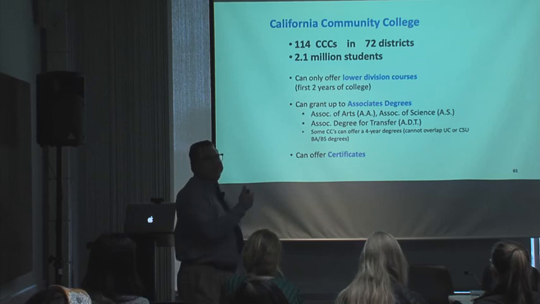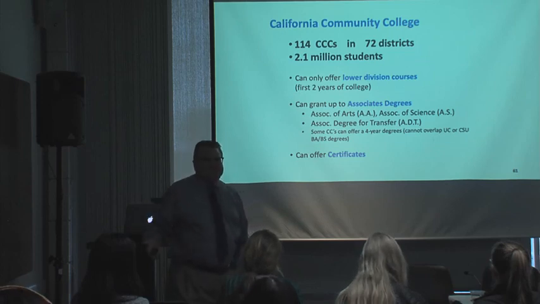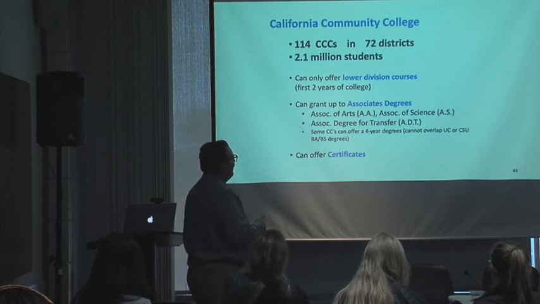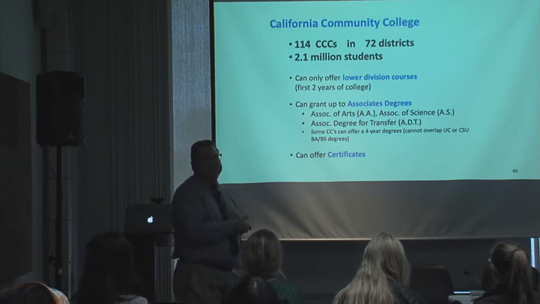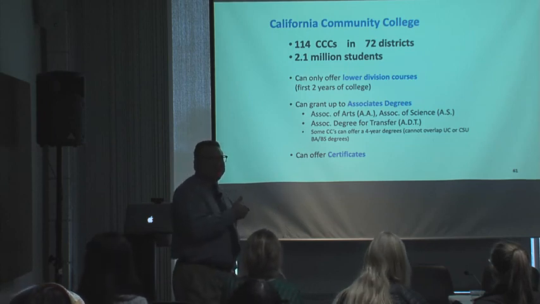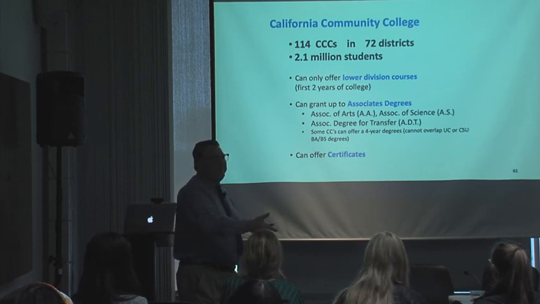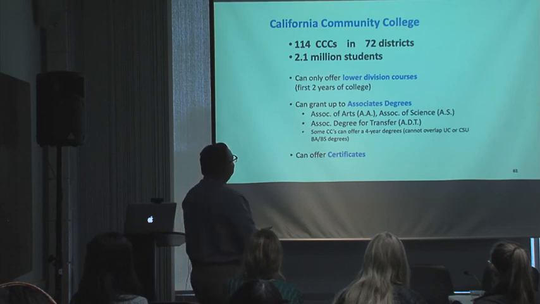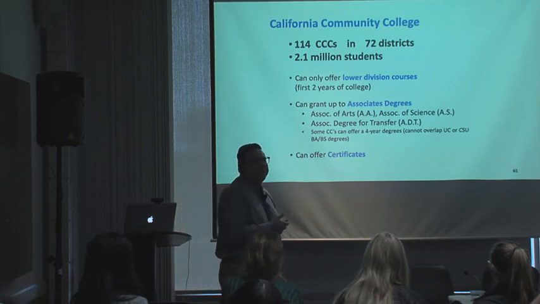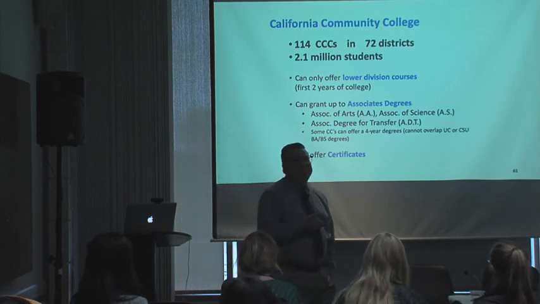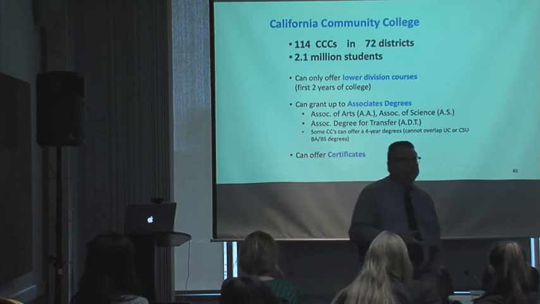So sometimes that's good, sometimes that's bad, because it takes a lot to get something to change, and we're all doing different things, 72 districts, okay? So we all sort of give the community the same experience, but we're all locally driven. So we can only offer lower division courses, okay? So the first 2 years of college, okay?